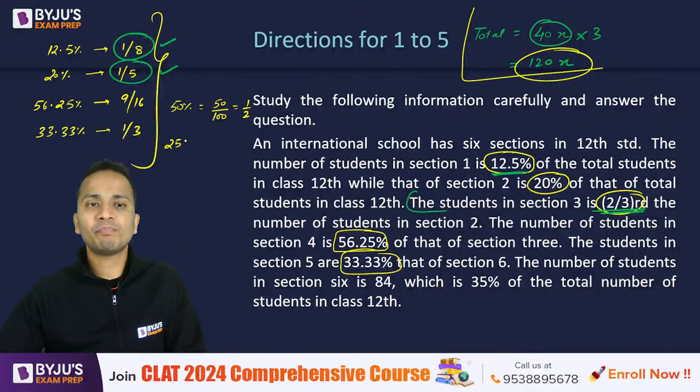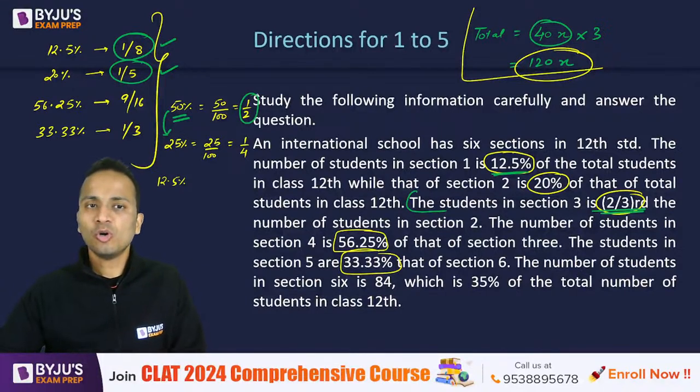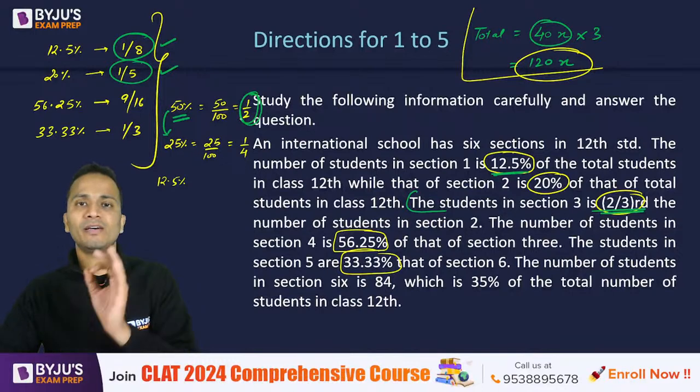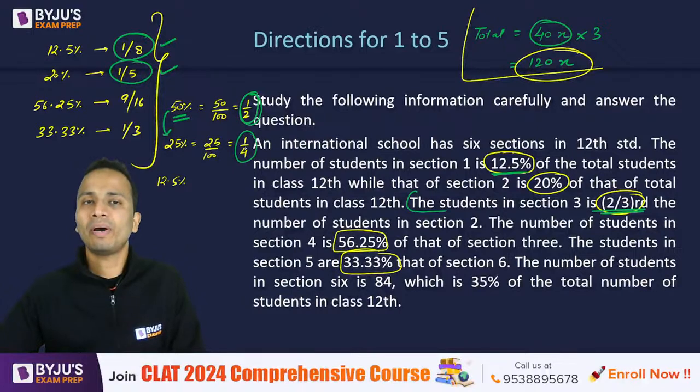Similarly, 25% can be written as 25 divided by 100. Upon simplification, this becomes 1 upon 4. Now for 12.5%, have a look at this. If 50% is 1 by 2, then from 50% to 25% I have halved this value. 25 is half of 50. So on the right-hand side, divide 1 by 2 by 2 and you will obtain 1 by 4.